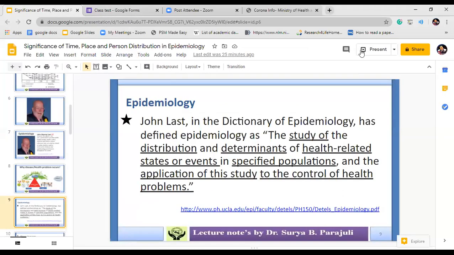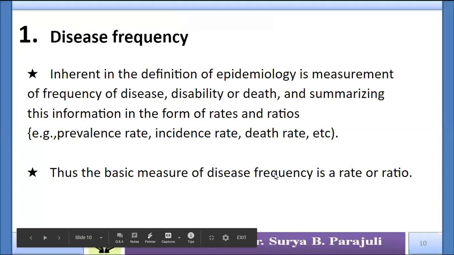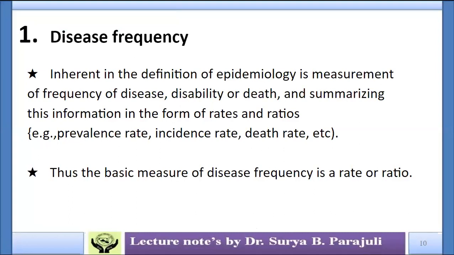Okay, so let me go back again. Now you can see disease frequency. Now you understood very well, I hope so. Inherent in the definition of epidemiology is the measurement of frequency of disease. If you are considering any disability like hearing problem or any death, then frequency, for example frequency of death due to COVID-19, and summarizing this information in the form of rate, ratio, proportion, or percentage. Prevalence rate, incidence rate, death rate. So this is disease frequency. You already answered in your question number 1. And thus the basic measure of disease frequency is rate or ratio.